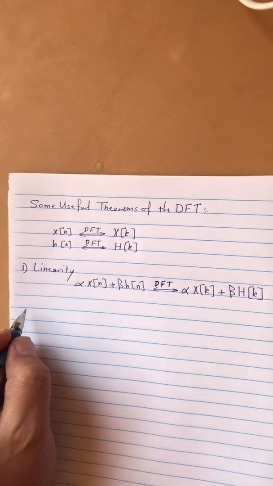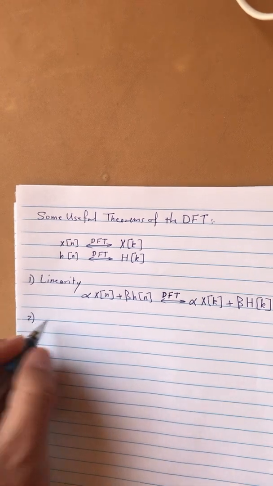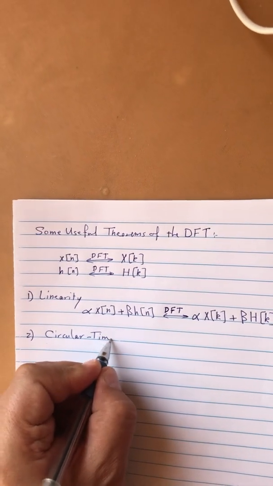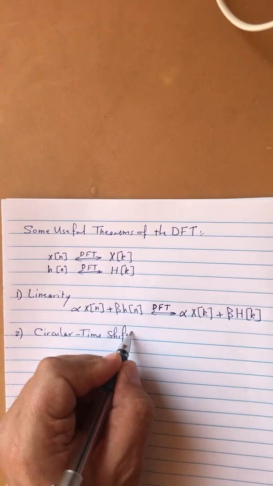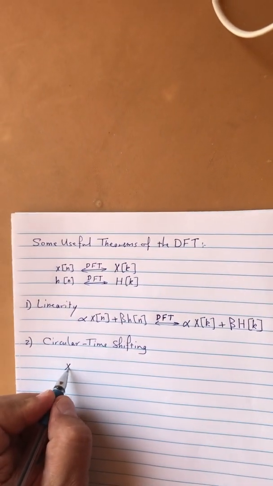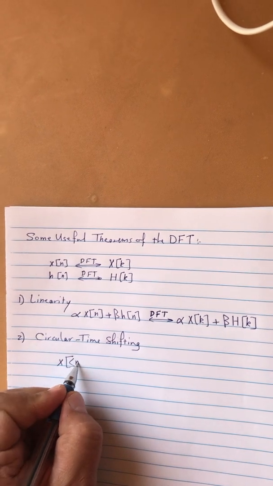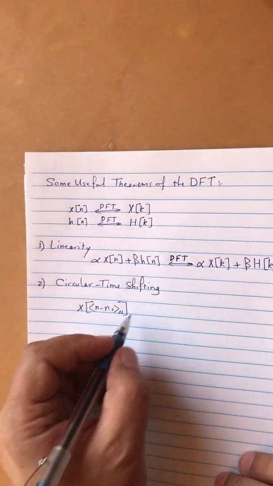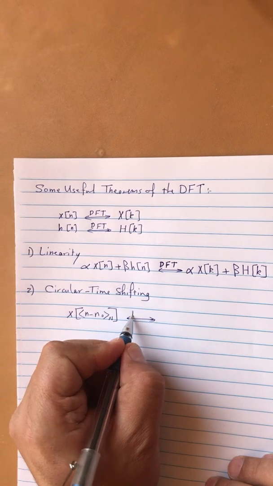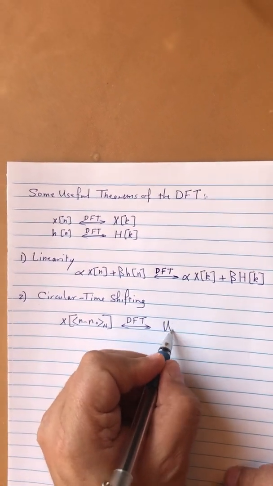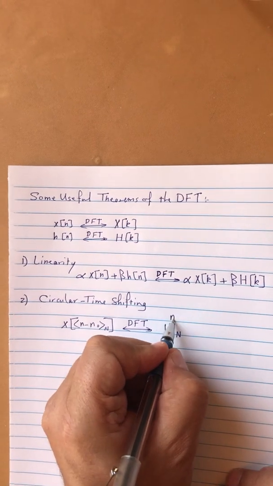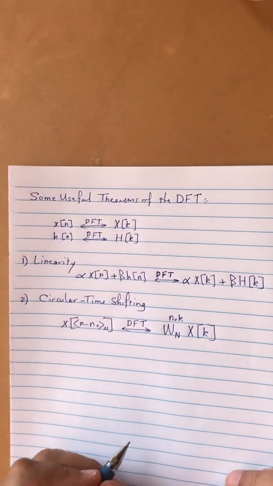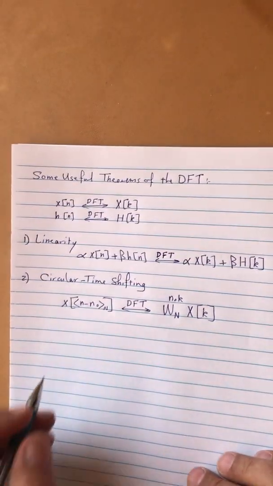Okay, so the second theorem is the circular time shifting. If we have a circular shift of a sequence, x of n minus n0 modulo N, this is a circular shift of the sequence x of n. This has the DFT of W sub N to the power n0 times k times x of k. Okay? So maybe it's really nice here to have an example.